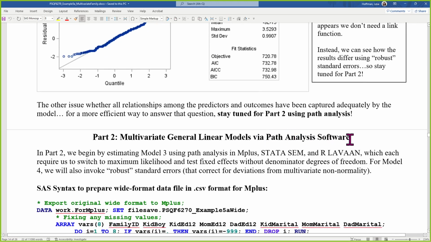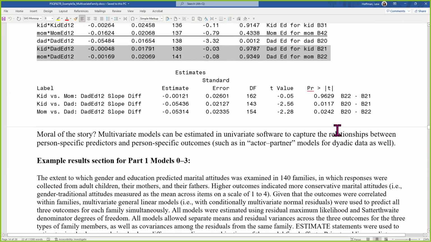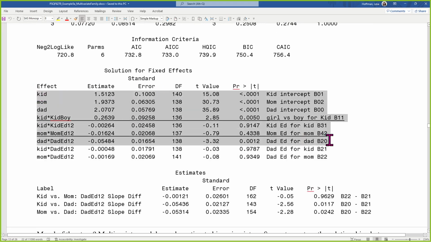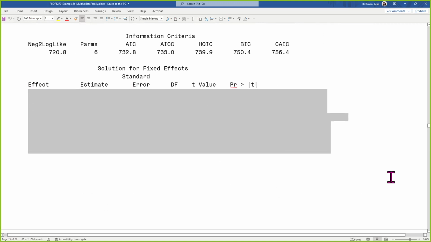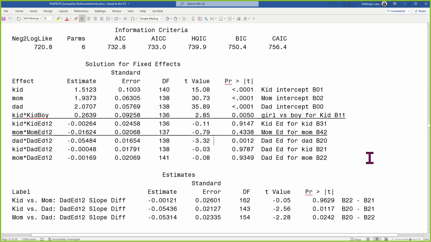models via path analysis. But just for looking at what's in the model here, any guesses as to why this is ultimately not going to be sufficient with respect to its fixed effects? What don't I have in here that I could have added?